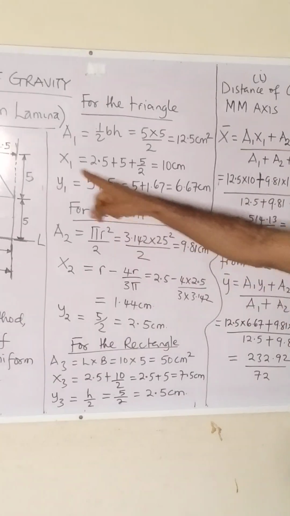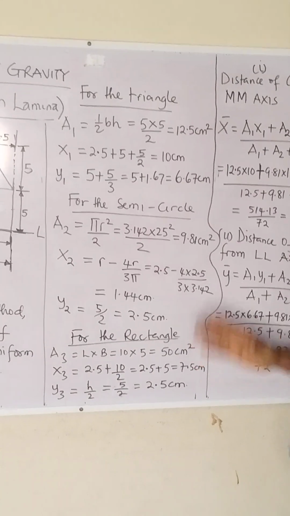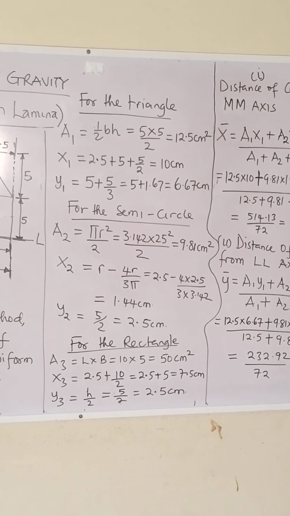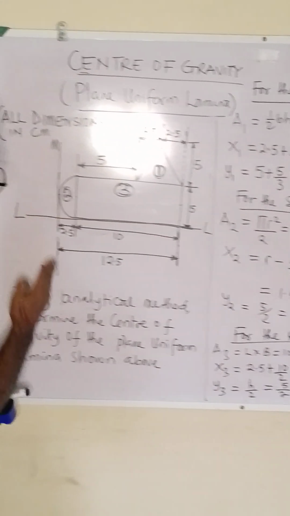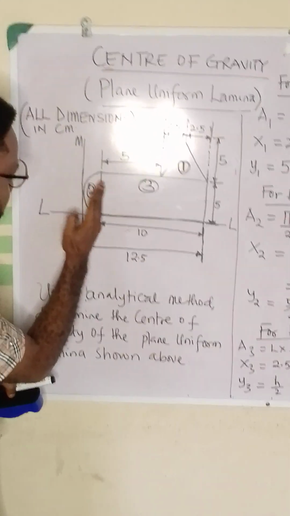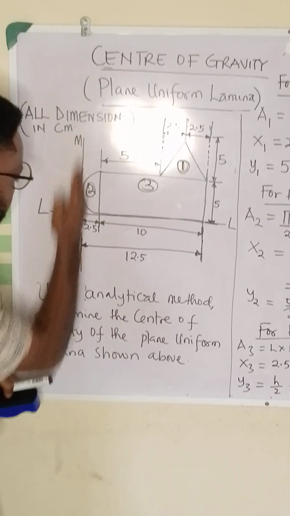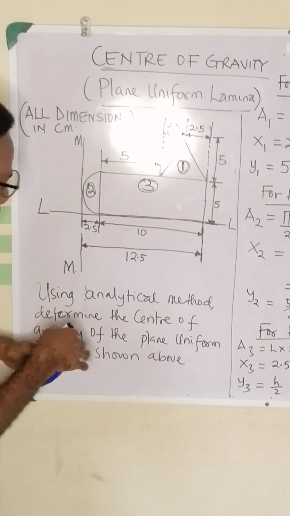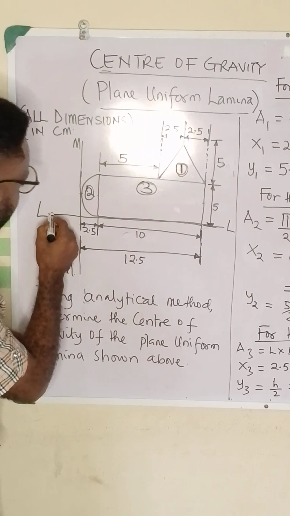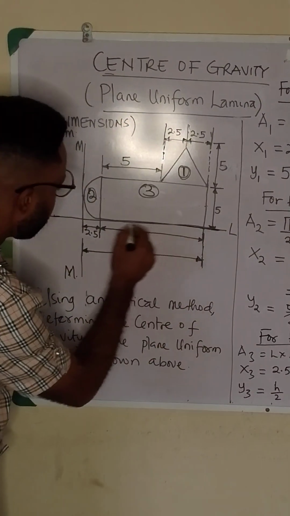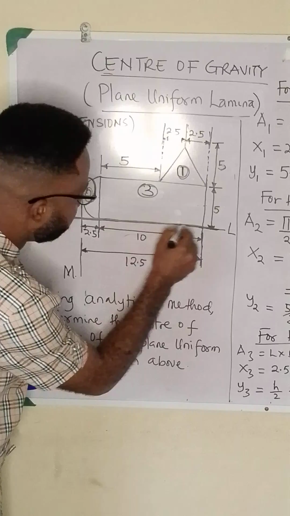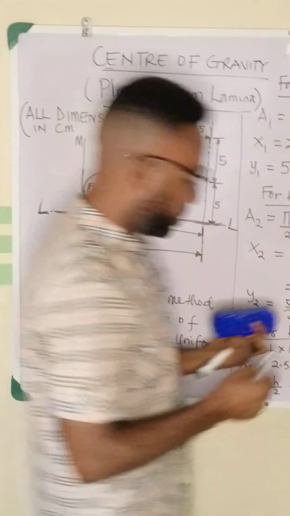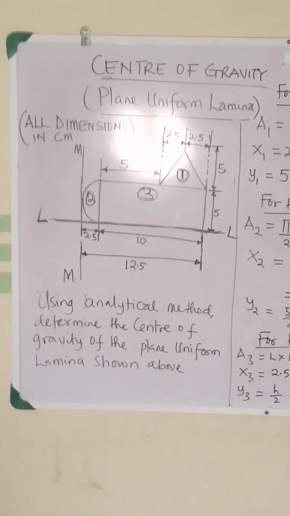Then the centroid in the x-axis. If you look at this shape, we have the origin, or what I call a reference point. For the x-axis, it is from the end of the semicircle, and for y, we are taking it from the bottom. That is our reference point for y, and we denote it by L. And so we have our x1.